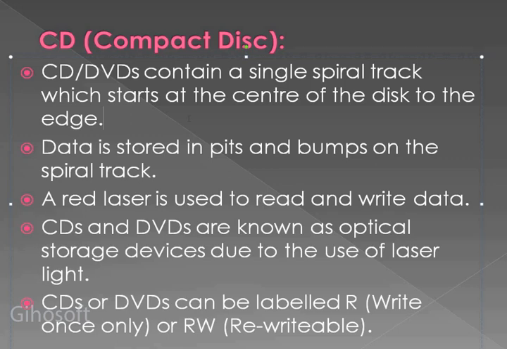They can be labeled R, which means writable or write once only, or RW, which means rewritable. If a CD or DVD has been labeled RW, that means you can write it or change the content on it for up to 5 times. Whereas the one labeled R, you can only write on it once and then you would not be able to change the data on it.